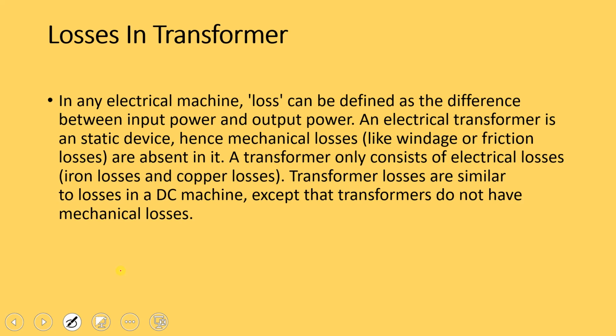In any electric machine, loss can be defined as the difference between input power and output power. An electrical transformer is a static device, hence mechanical losses like windage or friction losses are absent, because it is a static component placed only in one place. A transformer also consists of electrical losses. कौन से losses होते हैं? Iron losses and copper losses. Therefore, losses are similar to losses in DC machines, except that transformers do not have mechanical losses.